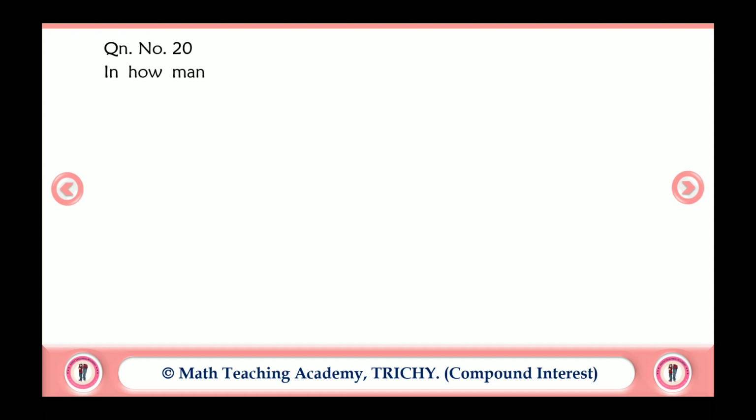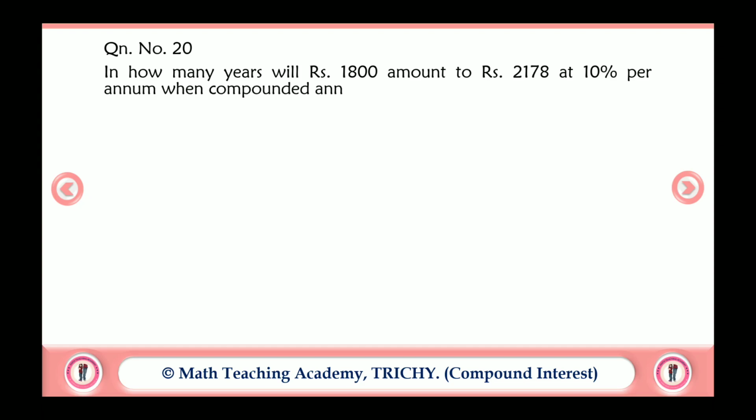And then question number 20. In how many years will rupees 1800 amount to rupees 2178 at 10% per annum when compounded annually? So, here it has been given that the principal amount is 1800 and the amount compounded annually after some years is 2178 at the interest rate 10% per annum. So, here what we have to find is the period, that is n, the number of years.